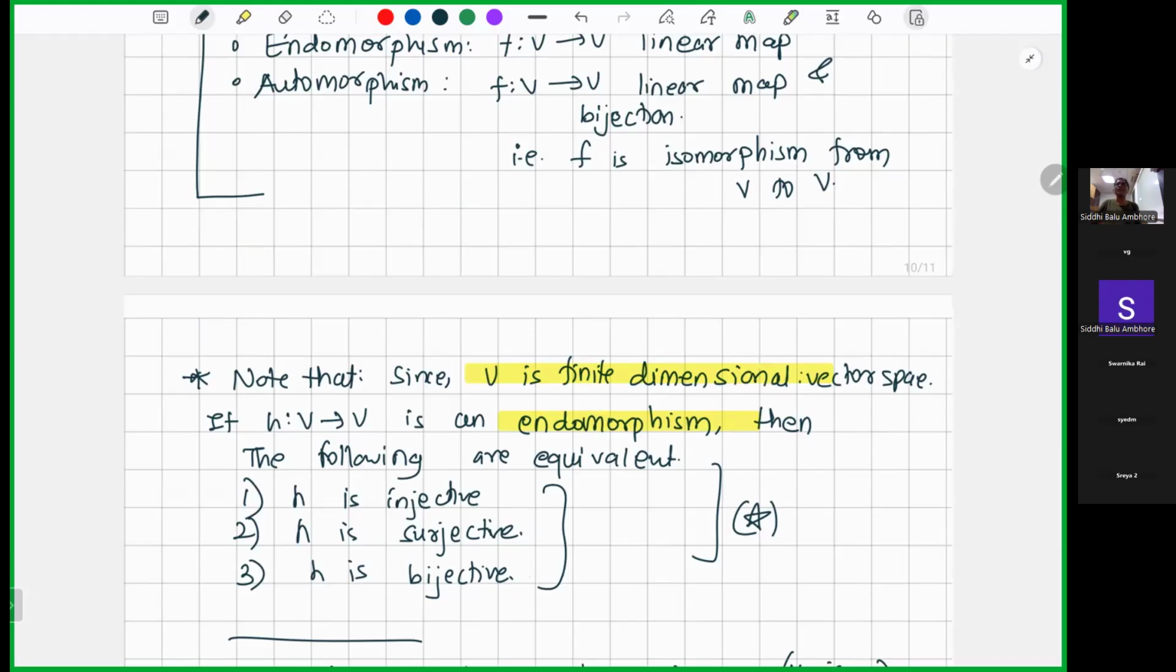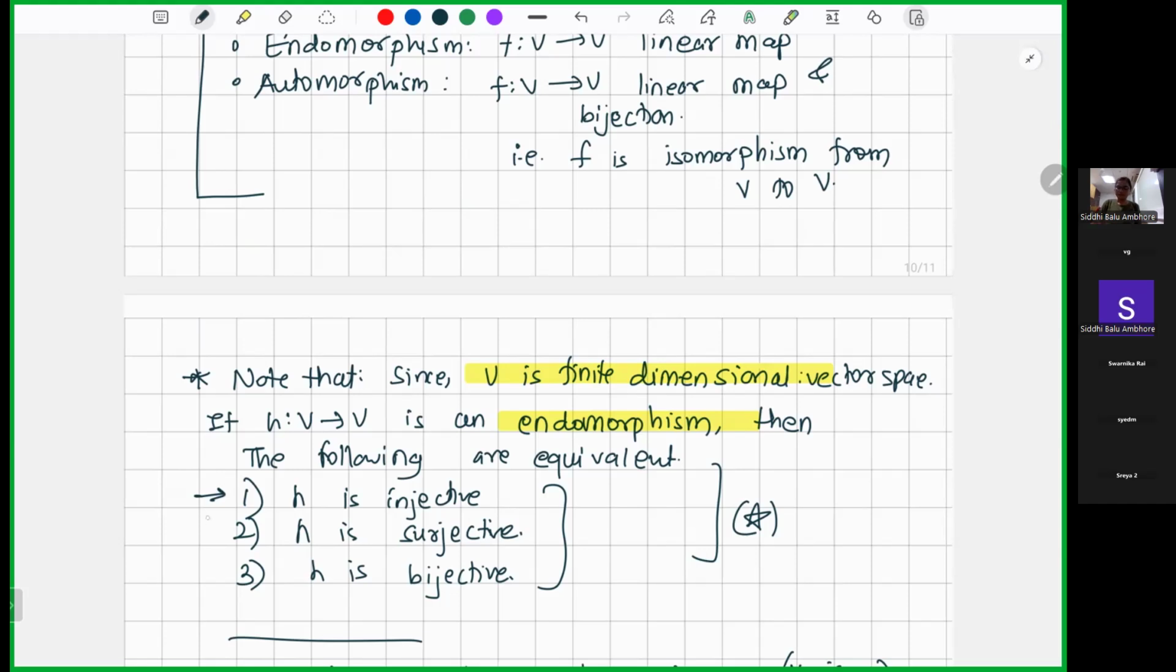It is not saying that on a finite dimensional vector space, every endomorphism is injective, surjective, and bijective. It is saying that if V is finite dimensional and H is an endomorphism, then if H is injective, it will be surjective and bijective. If H is surjective, then it will be injective and bijective. And if H is bijective, then we anyway know that it will be injective and surjective. Is this okay?